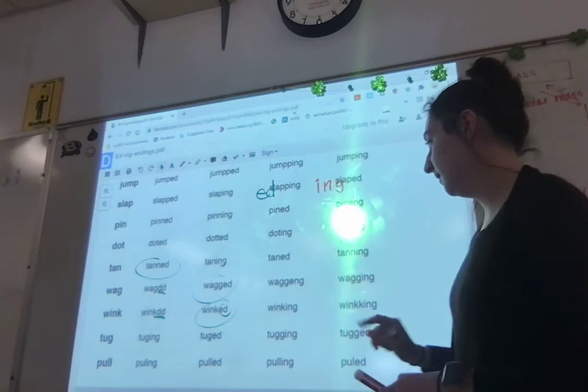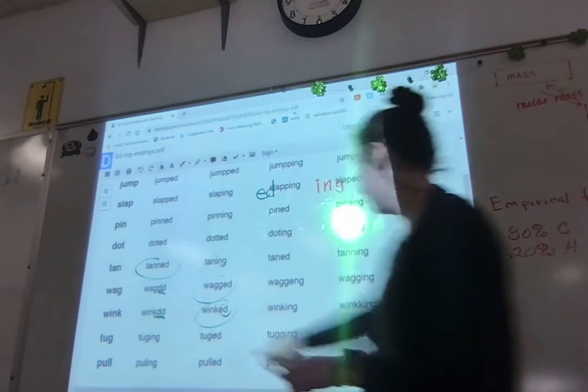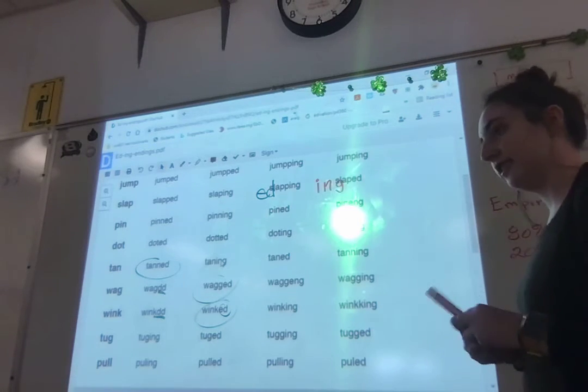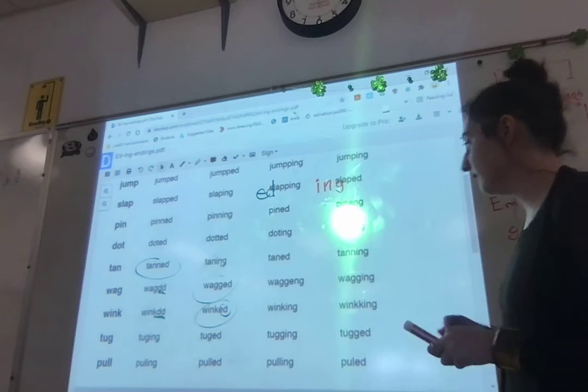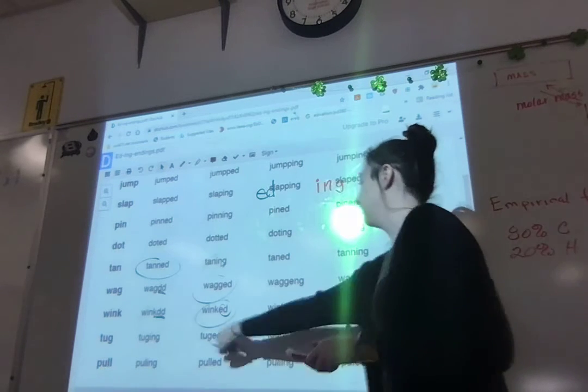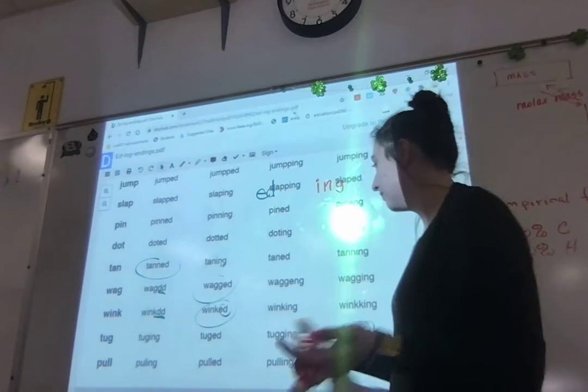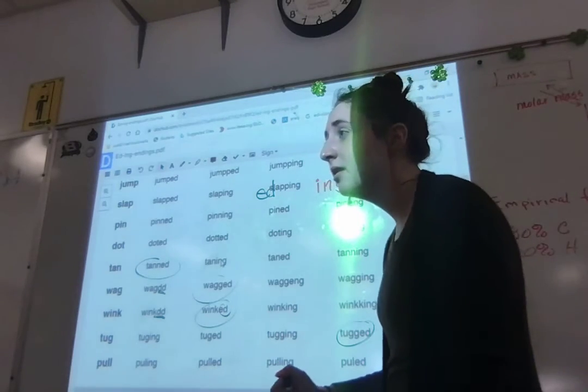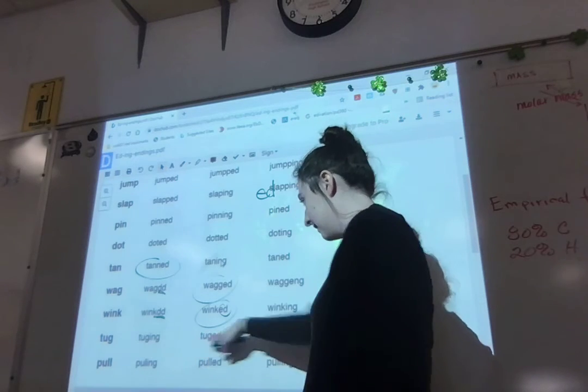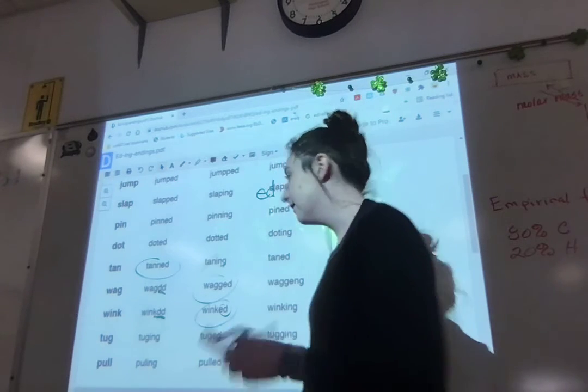Can anyone tell me, is it in column 2 or column 4 that it's spelled correctly? Column 4. Column 4? Okay, why isn't it column 2? Because it's not the same word. It's not what? The same word. The same word, yeah. That's tubed. I don't even know if that's a real word.